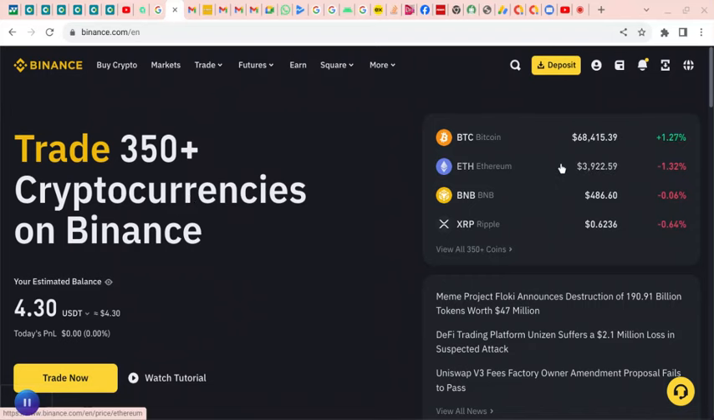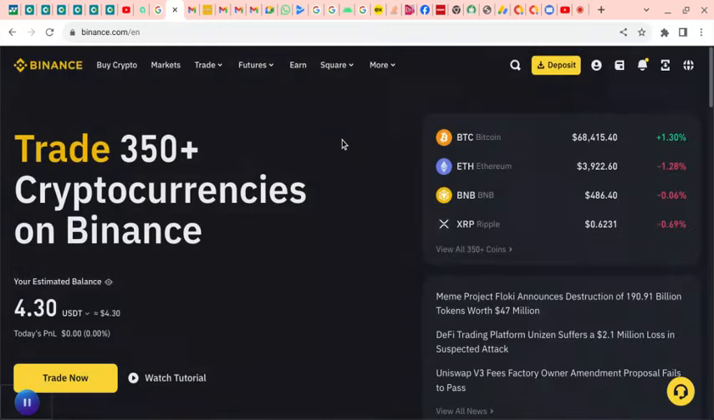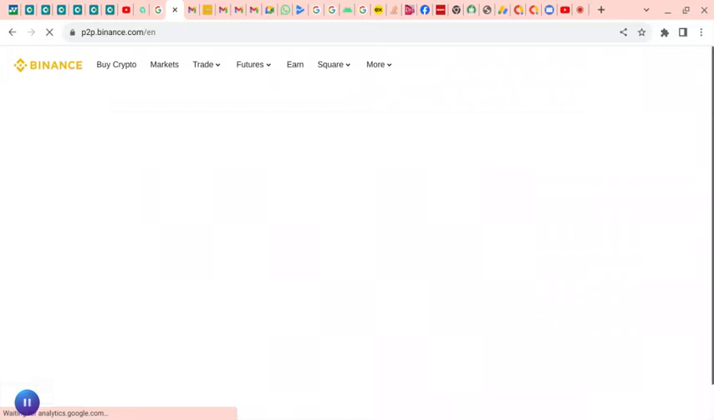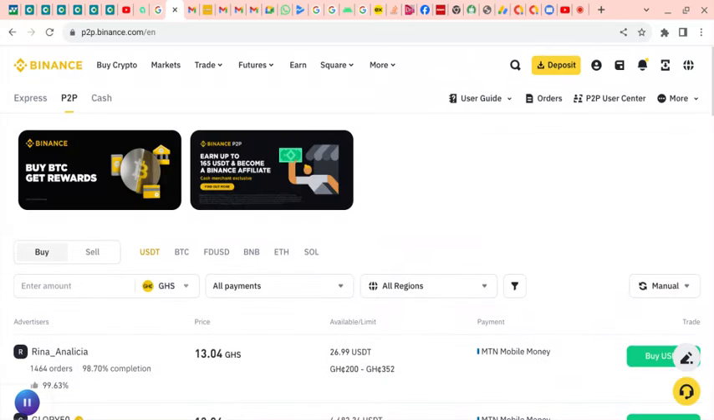If you're new here and you open the account, this is how Binance looks. If you want to deposit, you just click on this deposit over here. You can deposit through P2P trading, you can buy crypto, or you can do it through crypto, that's ERC20 and everything. So let's go to trade and let's go to P2P. When we come to P2P, this is how it is.